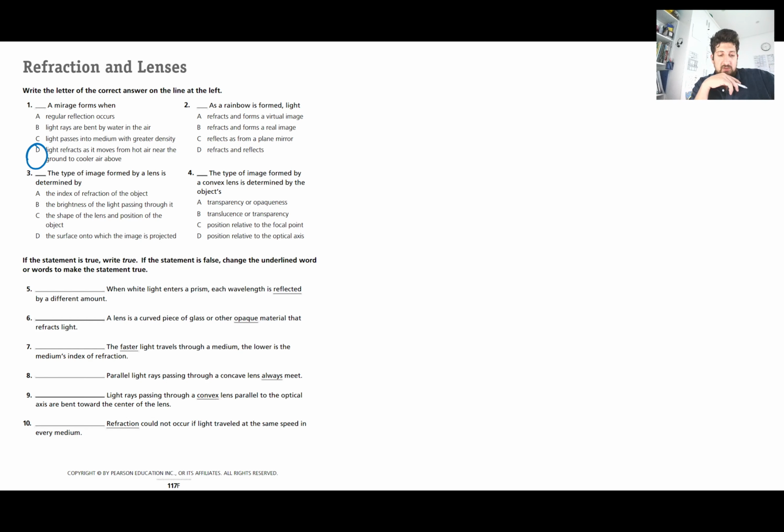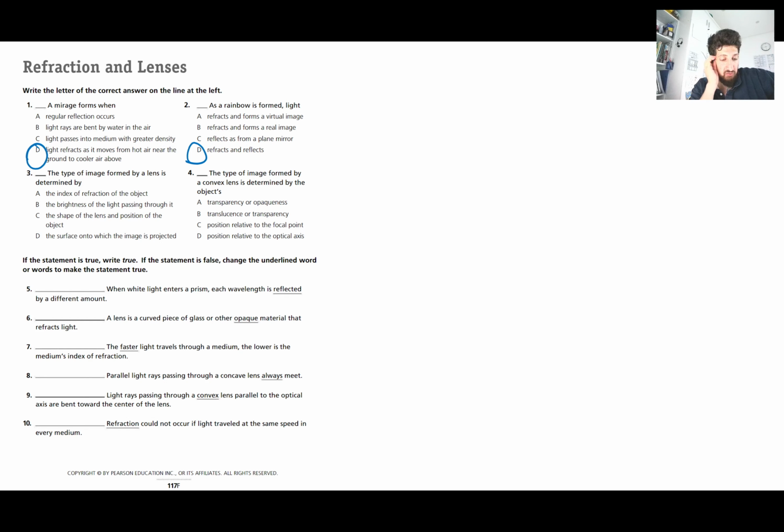Number 2. As rainbows form, light refracts and forms a virtual image, refracts and forms a real image, reflects as from a plane mirror, refracts and reflects. That is going to be D again. It's going to refract and it's going to reflect, as we saw with the rainbow droplet.